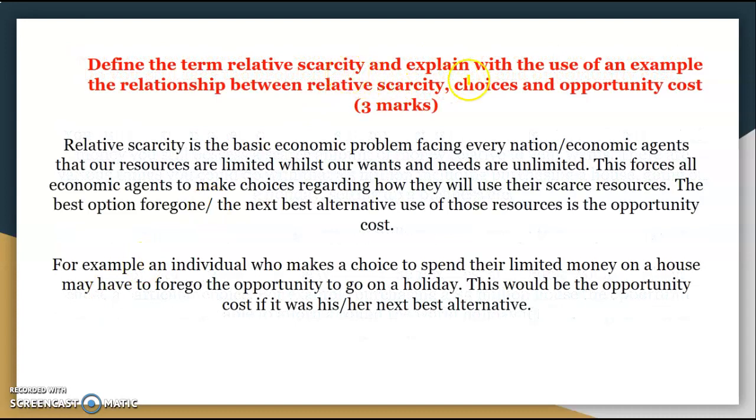Define the term relative scarcity and explain, with use of an example, the link to opportunity cost. It's a basic economic problem where our wants and needs are unlimited, but our resources are limited. Therefore, we need to make choices. Whatever choice we forego is our opportunity cost. Provide a good, clear example, because that's what it asks you in the question. So if an individual chooses to spend their limited money on a house, they may forego the opportunity to go on a holiday, which would be the next best alternative, which is the opportunity cost.